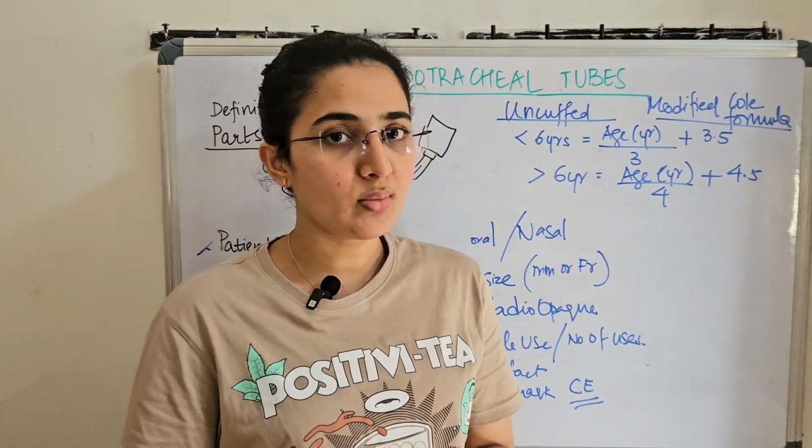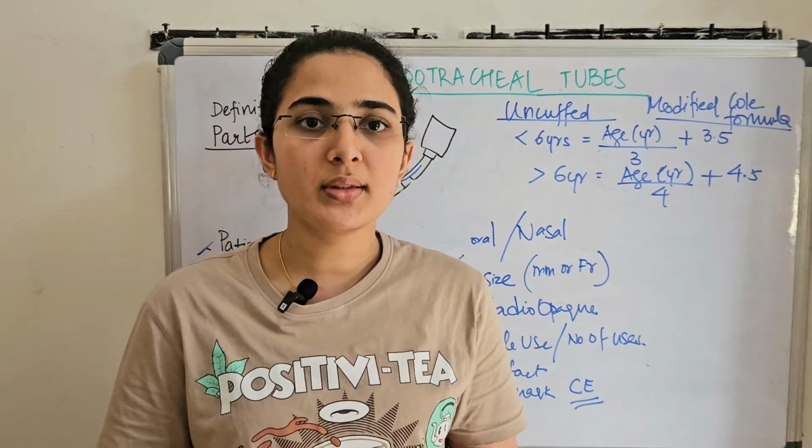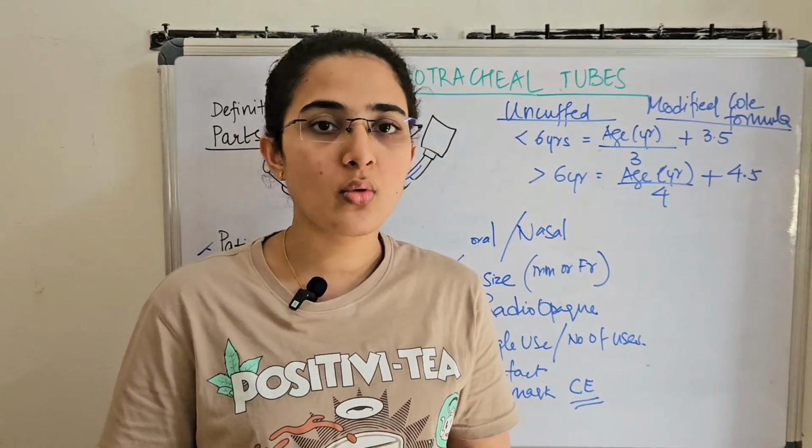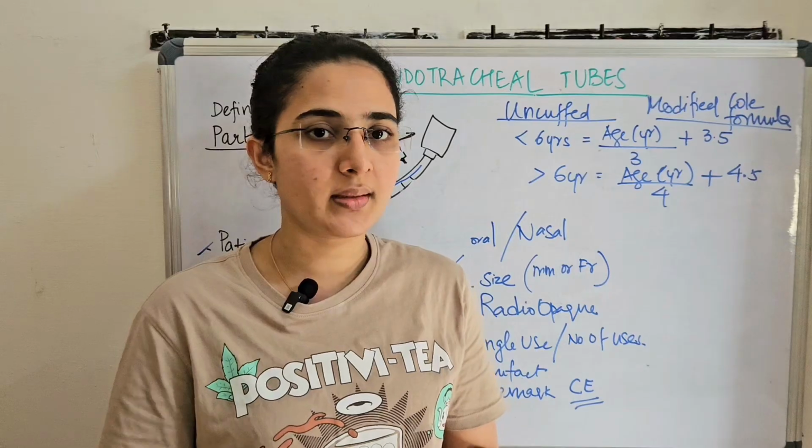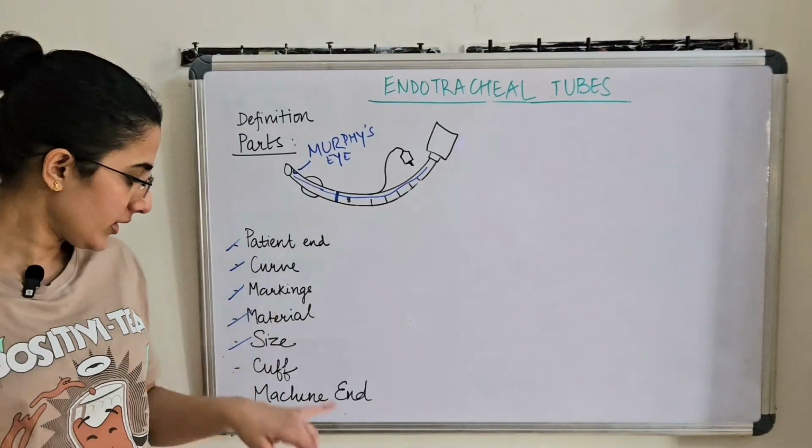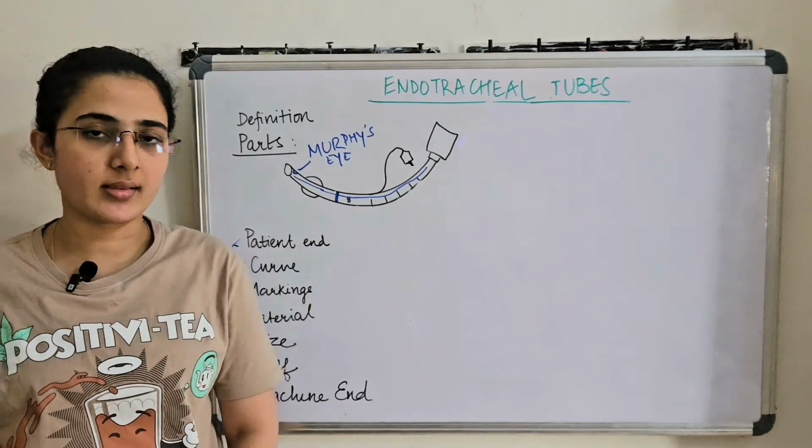Especially in children like Down syndrome, they may have a narrower trachea. It's always better to go for a smaller size tube. So next we'll be discussing about the cuff and the inflation system.